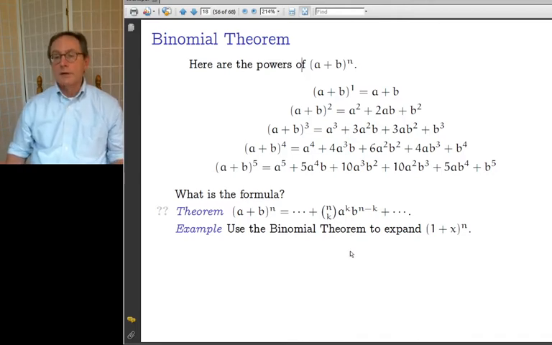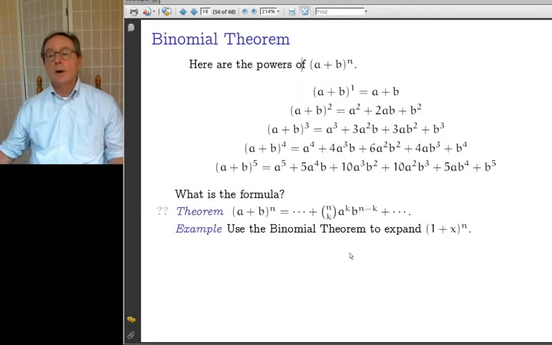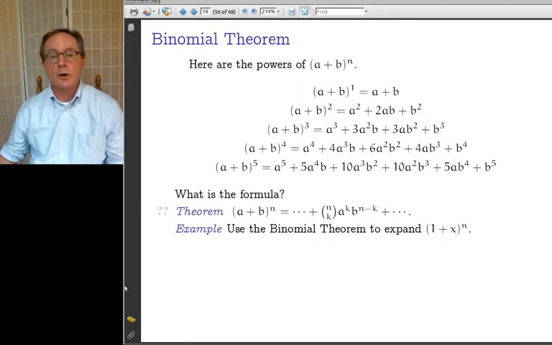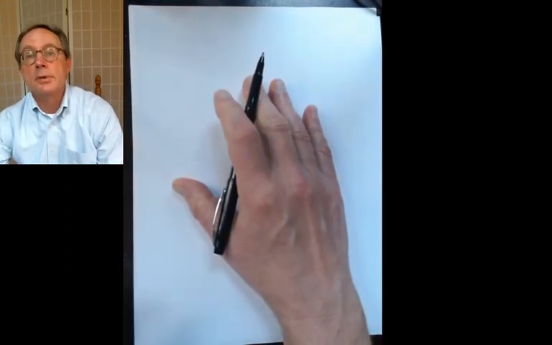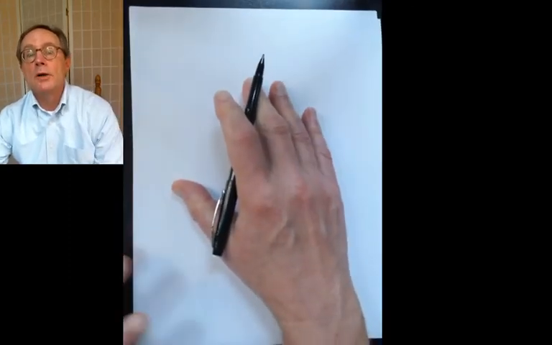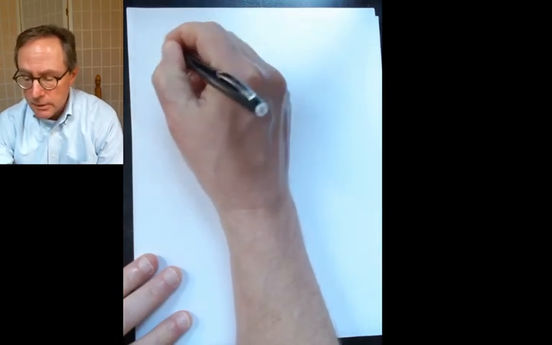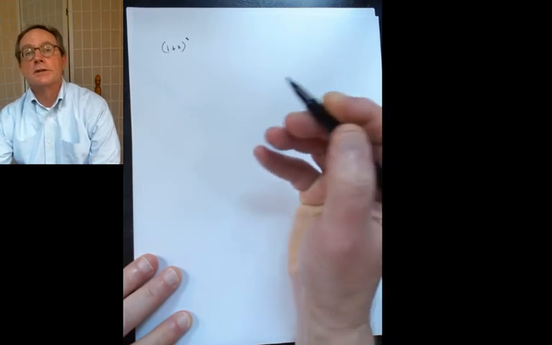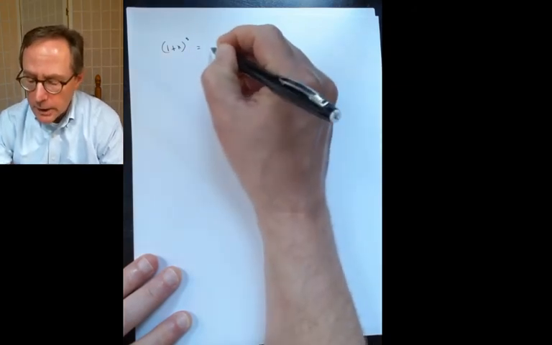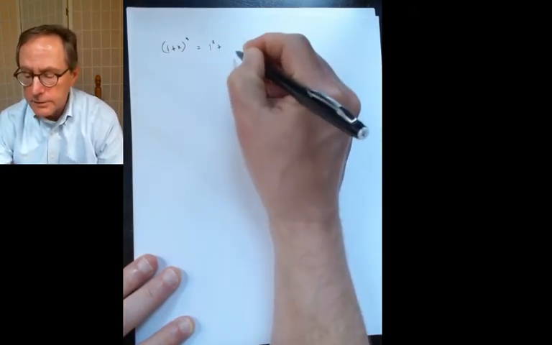Okay, so here's an example. Use the binomial theorem to expand 1 plus x to the n. In 1 plus x to the n, of course, the role of a is being played by 1, and the role of b is being played by x. So let's take 1 plus x cubed, just as an example. Okay, so we're looking at 1 cubed plus.